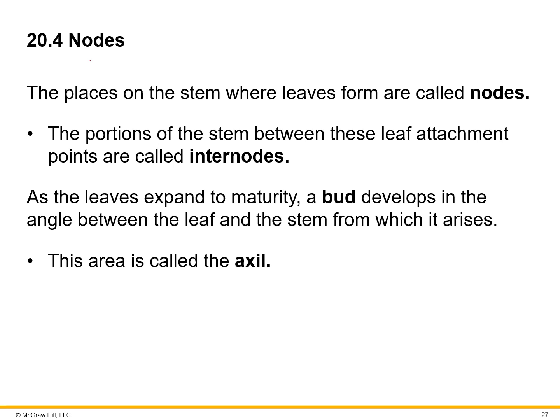All right, so then the nodes that we mentioned earlier, this is where the stems are going to give rise to the leaves. So the leaves are attaching and coming out from the stems at what are called nodes. And then the space in between where two leaves are attaching is referred to as the internodes. And as the leaves expand, a bud actually develops at an angle there between the leaf and the stem from where it's coming, and that area is referred to as an axil.